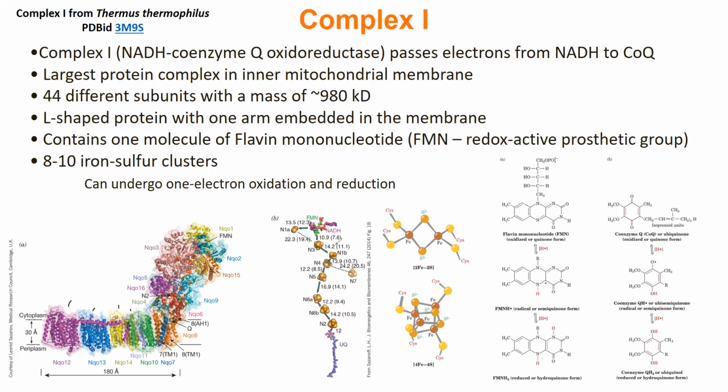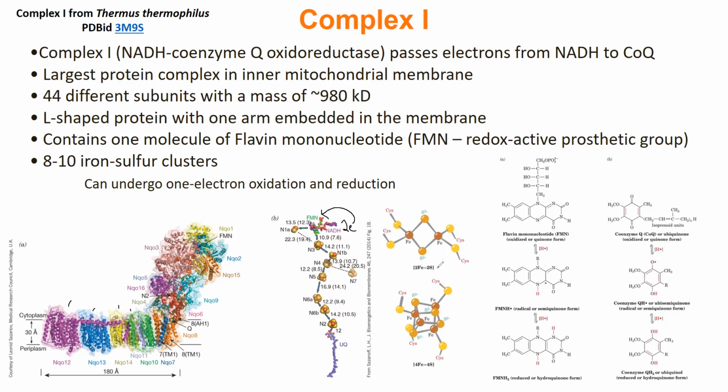And what happens is that NADH comes in and gives its electrons to FMN. So FMN is shown here, and it can accept 1 or 2 electrons. NADH can only pass 2 electrons, so it gives them to FMN. Then, to get it all the way to coenzyme Q, we have these iron sulfur clusters.